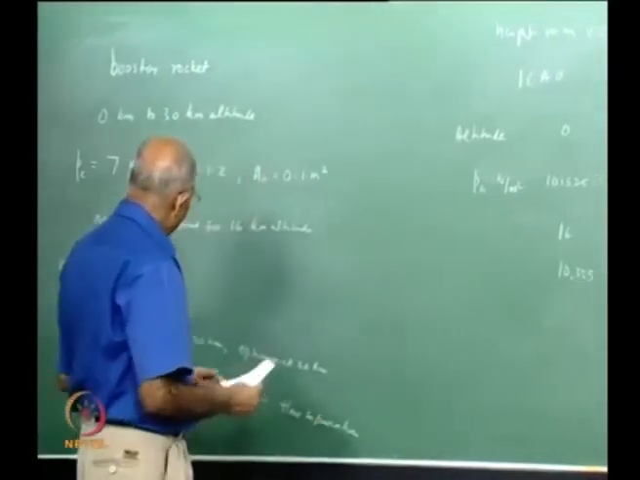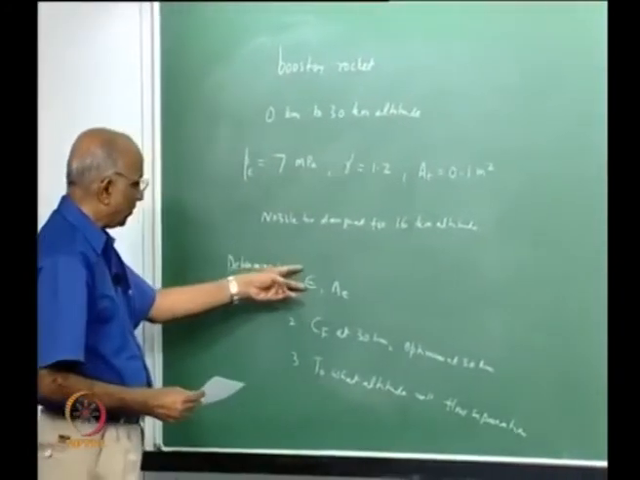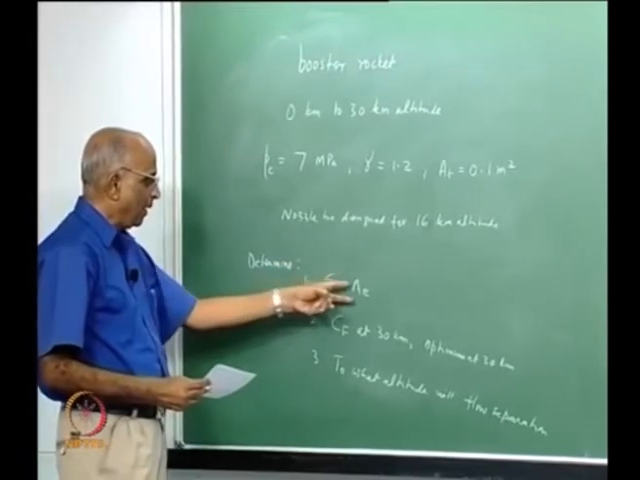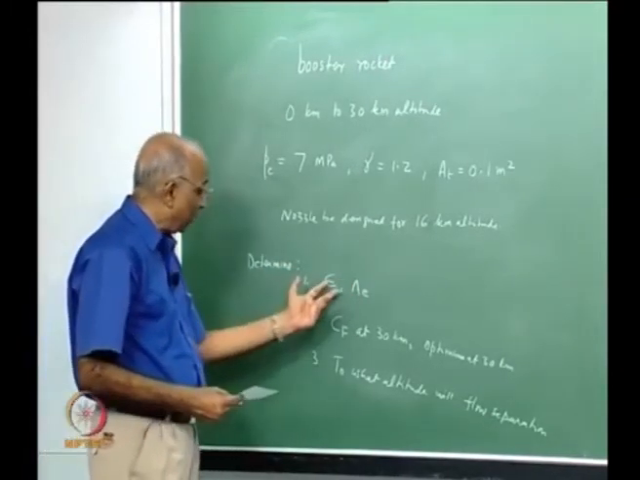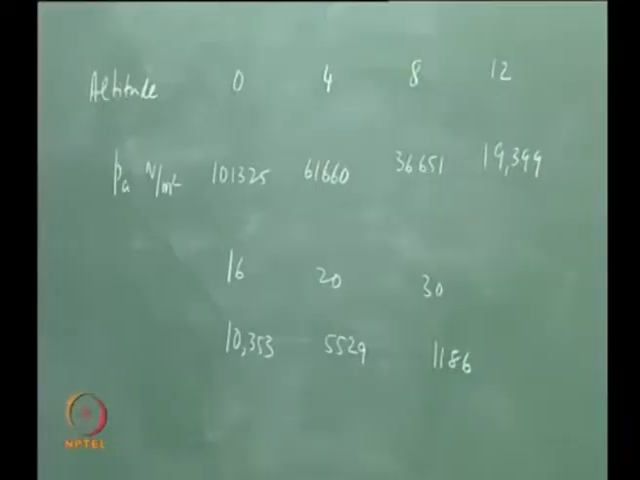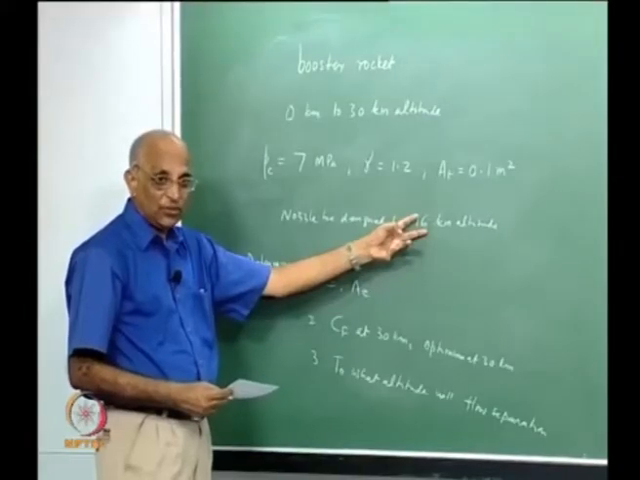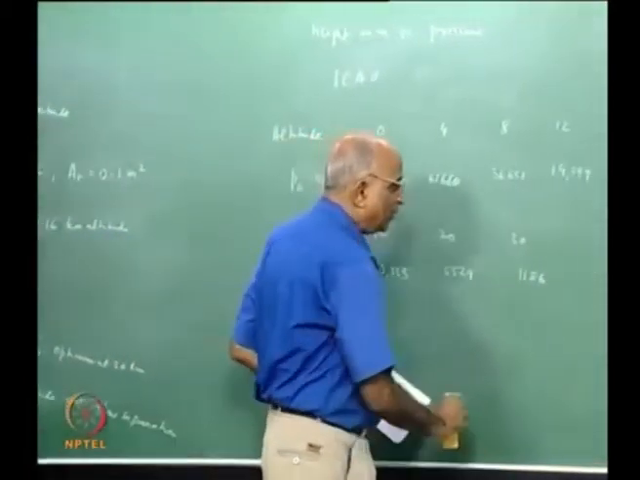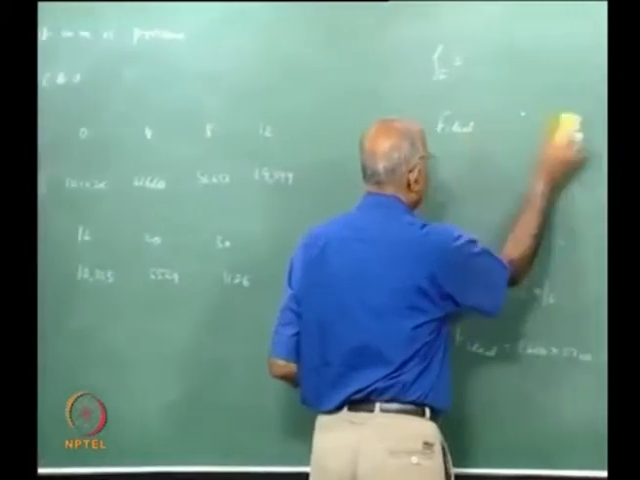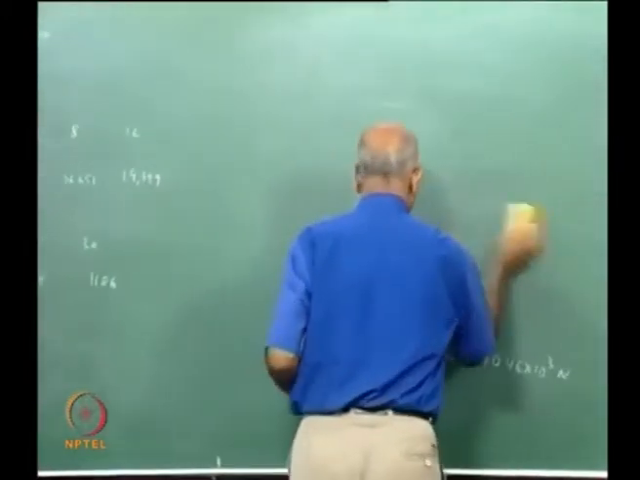For now, let us try to do these 3. We would like to first calculate the area ratio of the nozzle and the exit area. What do we say? The nozzle is designed for 16 kilometer altitude, therefore for 16 kilometer altitude we will have PE equal to PA, and therefore what should be the value of PE for the nozzle?